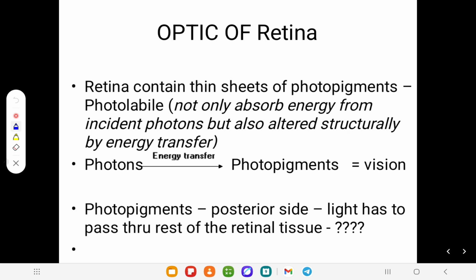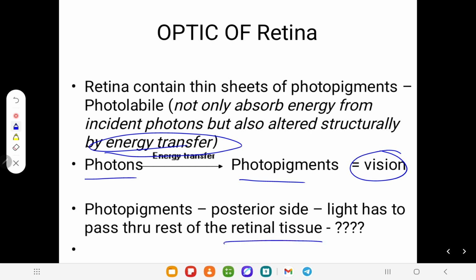The retina contains the seat of photopigments, and the photopigment not only absorbs the energy from the photons but also alters its structure and transfers the energy, isn't it? So light is converted to electrical signals. Basically, photons and photopigments, and then the vision to the brain. The photopigments are on the posterior side, so light has to pass through the rest of the retinal tissues.